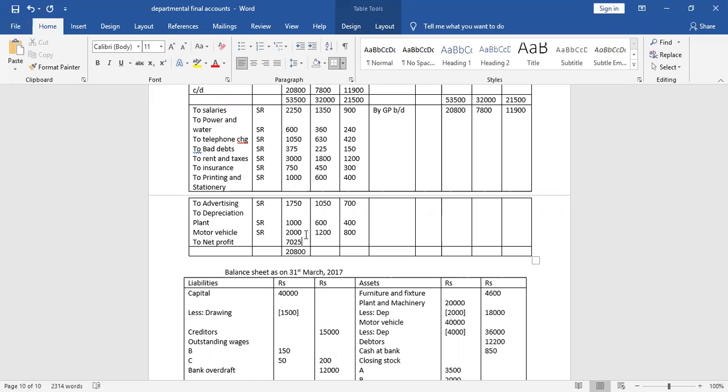Now do the same for the second department. Take the debit total of the second department, the credit total is already known. 1350, 360 plus 630 plus 225 plus 1800 plus 450 plus 600 plus 1050 plus 600 plus 1200. We are getting 8265. Means debit side is heavy.